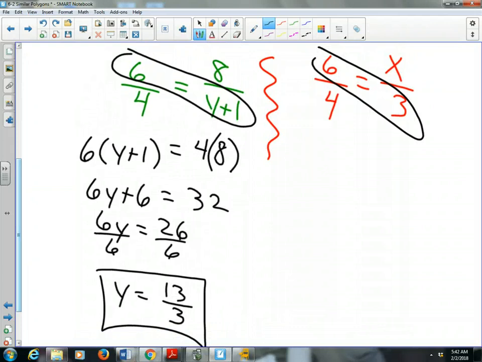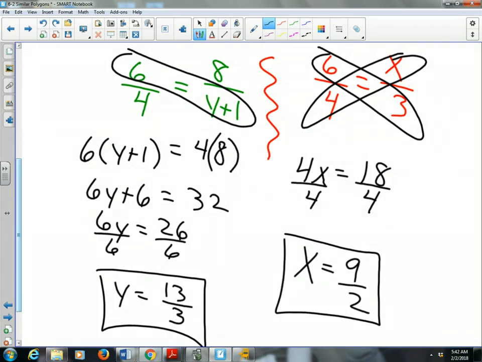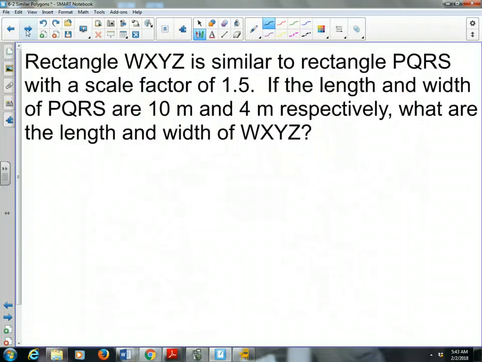Cross multiply. 4 times x is 4x. 6 times 3 is 18. Divide both sides by 4. And x equals 18 fourths, which is 9 halves. And we have solved for x and we have solved for y. Last one for the day.